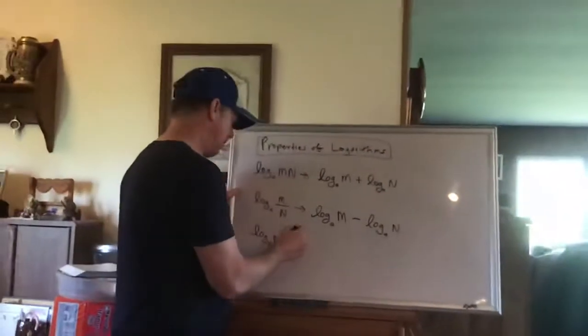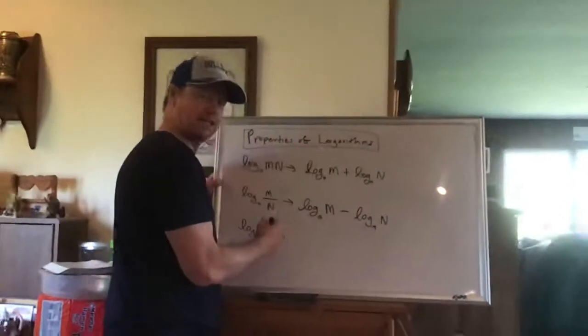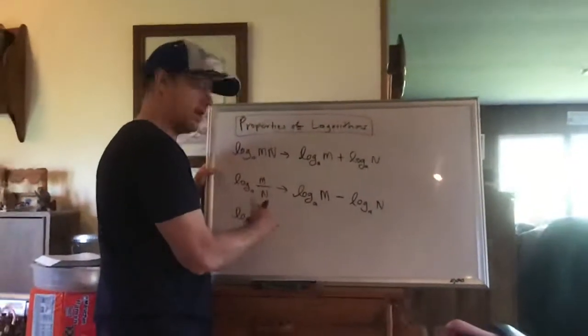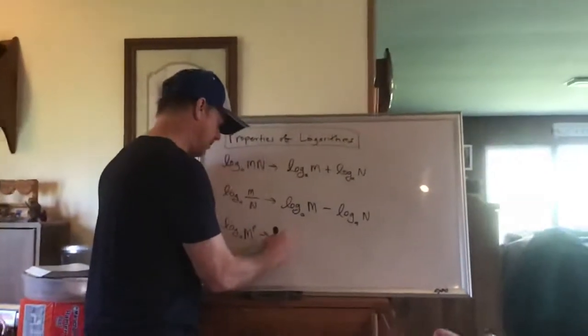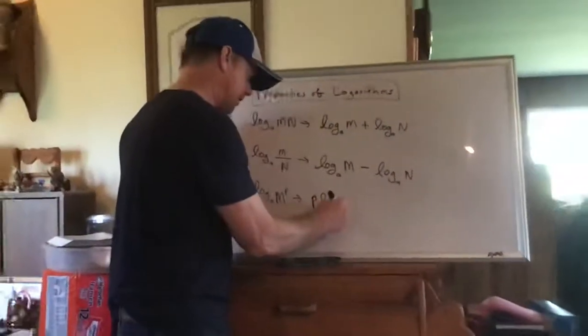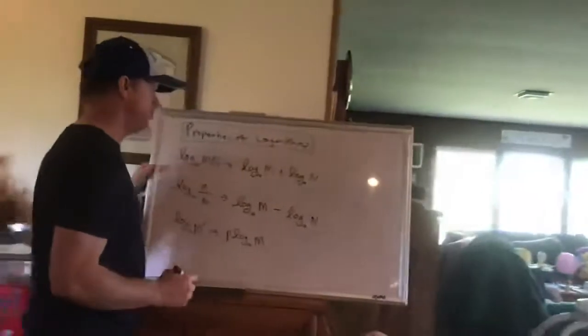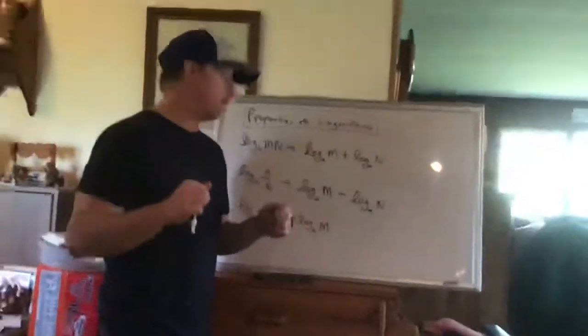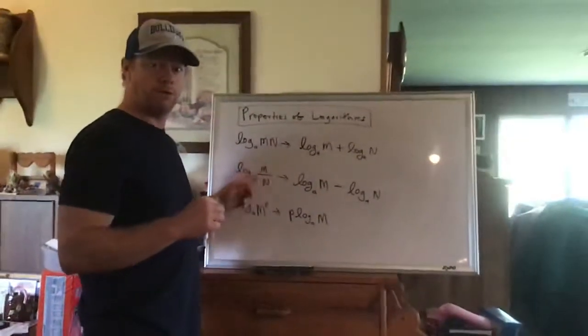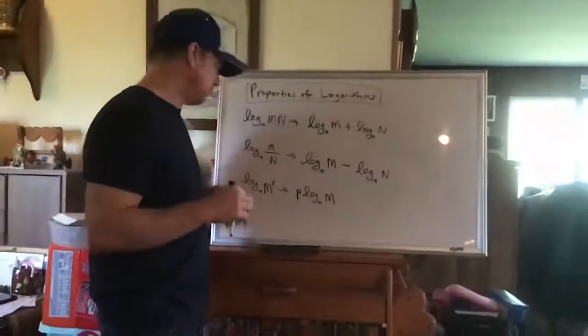And then the power rule says that if you have any exponents, the exponent can be thrown out front. So this would be p log subscript A of m. So those are the formulas of the product rule, the quotient rule, and the power rule.